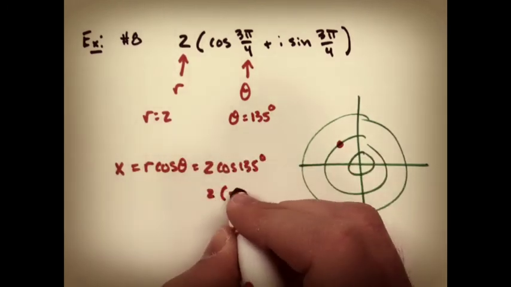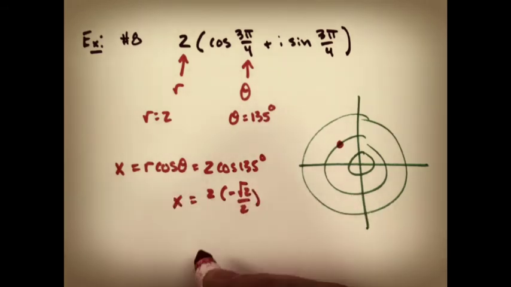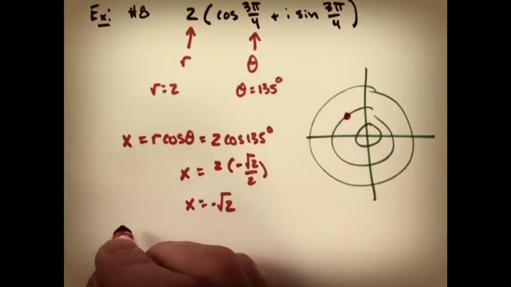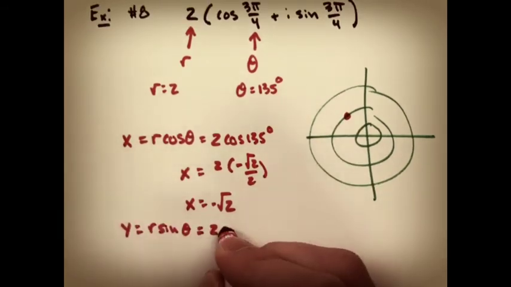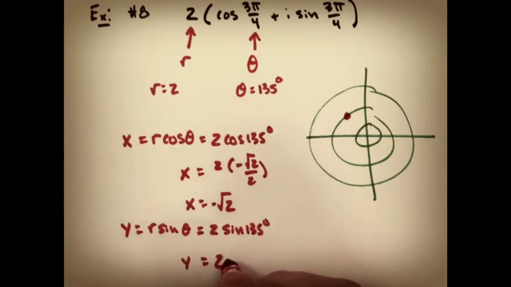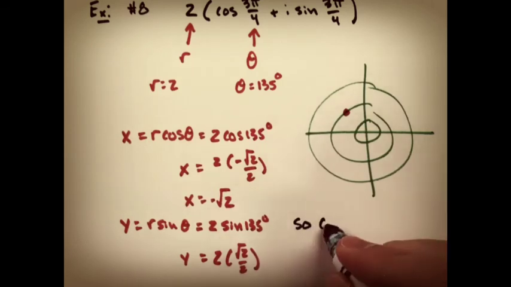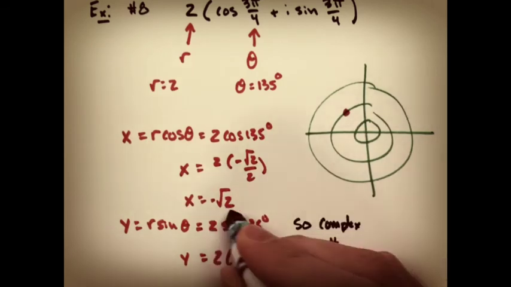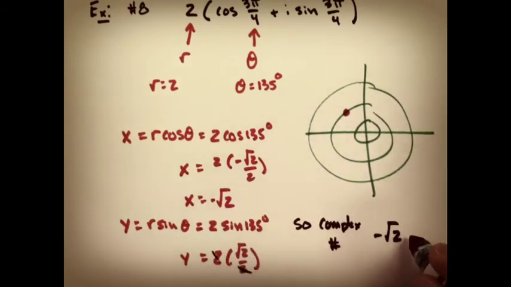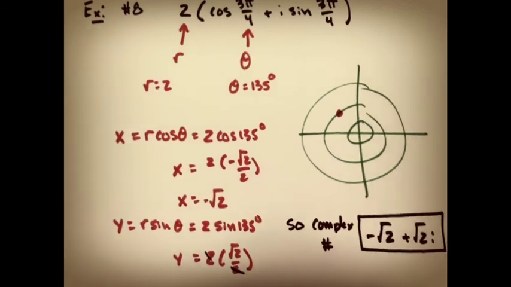The x value should be r cosine of theta, so r cosine of 135, which gives you negative root 2. And then the y value would be r sine of theta, which would be 2 sine of 135, so that'd be root 2. So our rectangular form is negative root 2 plus root 2i. That's the rectangular form of that complex number.